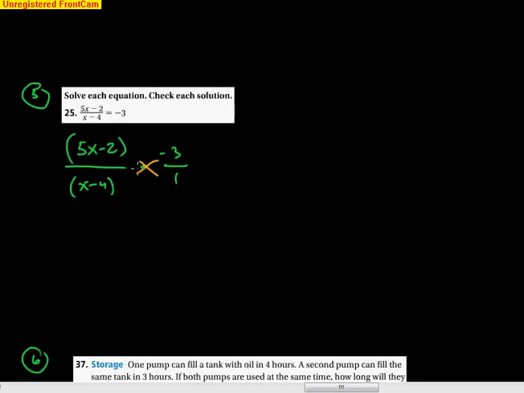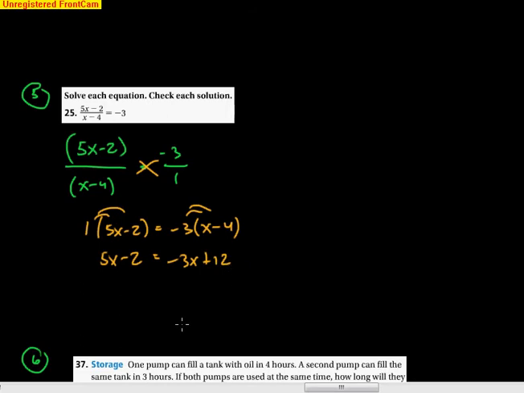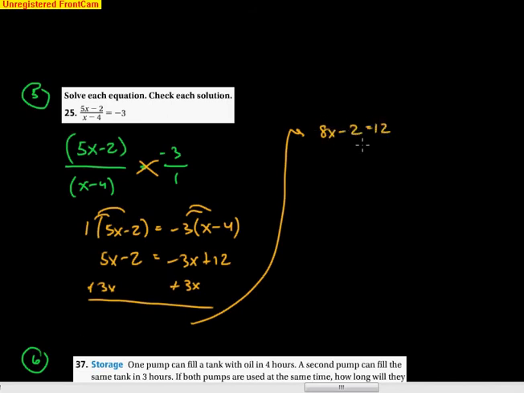So the 5x minus 2 gets multiplied by 1, so 1 times (5x - 2) equals, and the -3 gets multiplied with the (x - 4), -3 times (x - 4). Now we distribute: 5x minus 2, the 1 changes nothing, equals -3x + 12. And now it's our job to solve this. Let's add 3x to both sides. So I get 8x - 2 = 12.